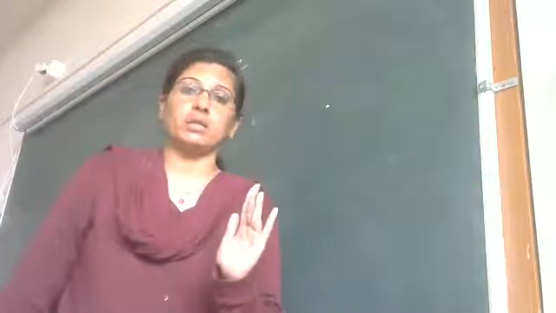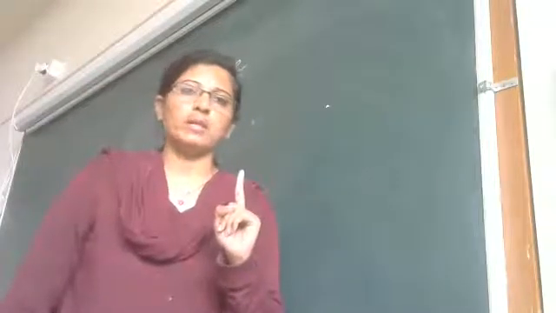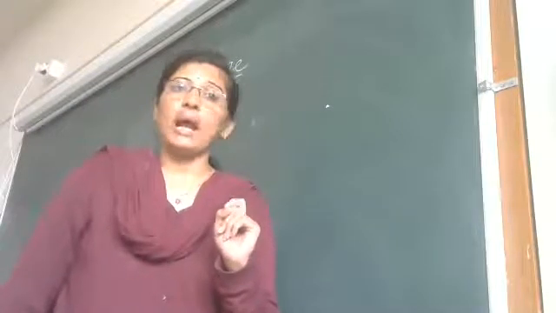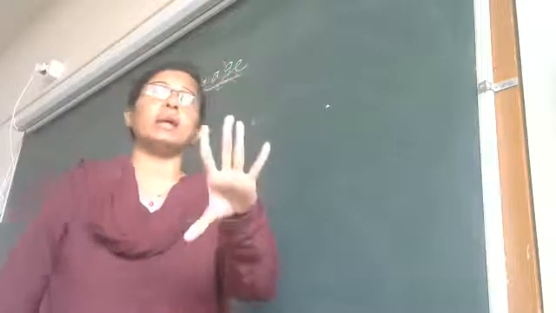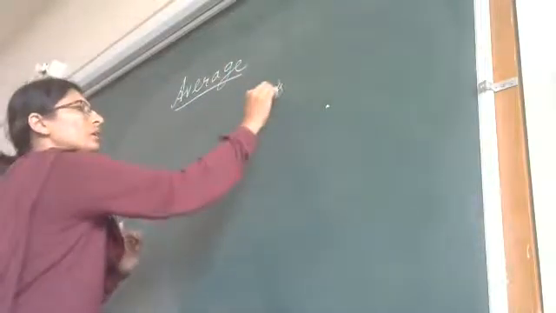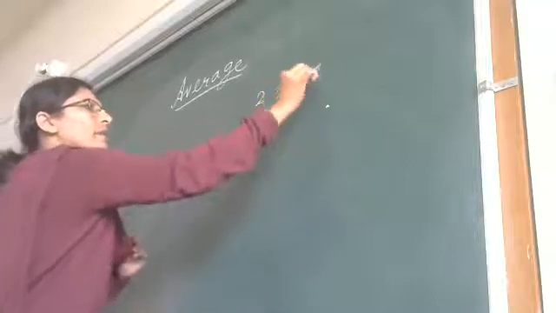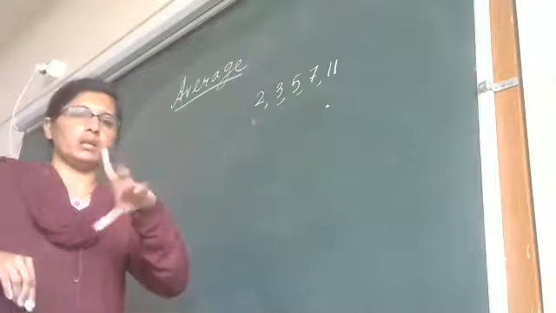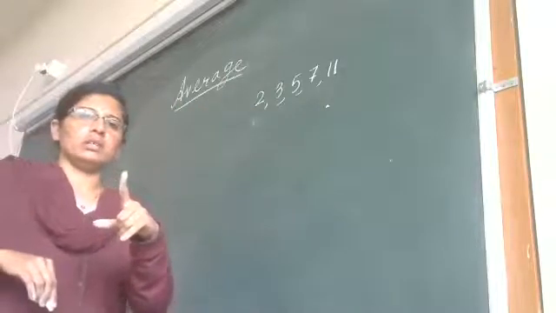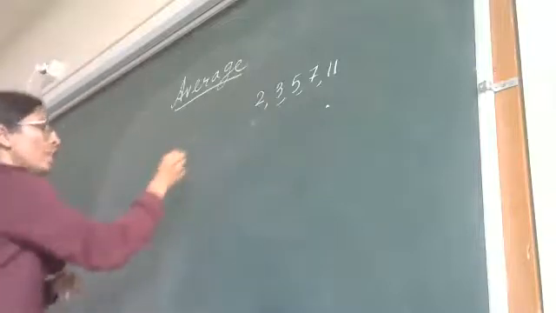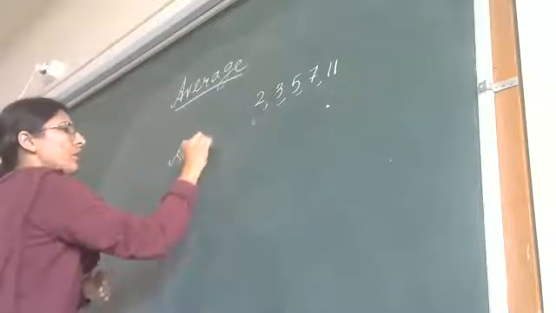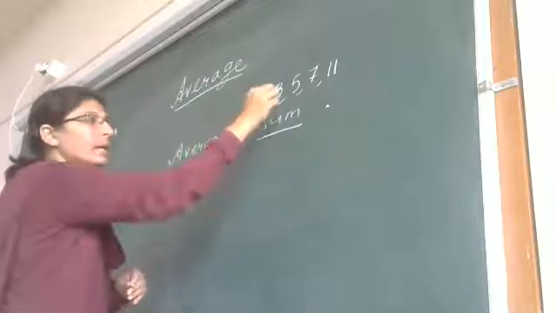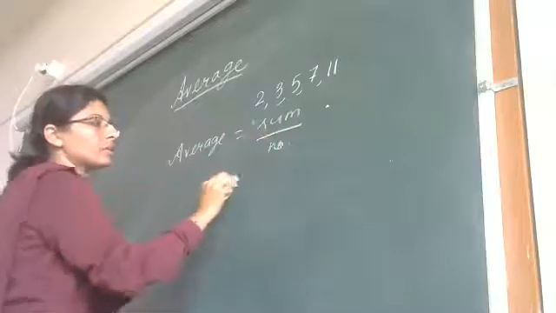First 5 prime numbers. You have learned prime numbers? Yes, ma'am. So which are the first 5 prime numbers? 2, 3, 5, 7, 11. These are the first 5 prime numbers. Now we have to find the average. Average is equal to sum of prime numbers divided by number of prime numbers.